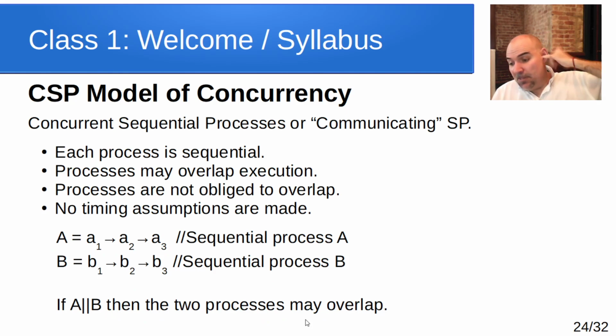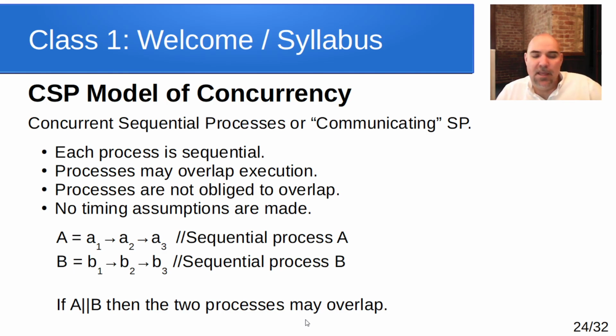Okay, and that brings us to this concept of what we're going to call the CSP model of concurrency, which, depending on what resource you look at, will be described as the concurrent sequential process model of concurrency, or the communicating sequential process model of concurrency. But the idea is each process is sequential. In other words, each individual thing that's running is totally ordered, but now we're allowing those processes to overlap their execution. They're not obliged to overlap, but they may overlap. They're allowed to. So also, no timing assumptions are made.